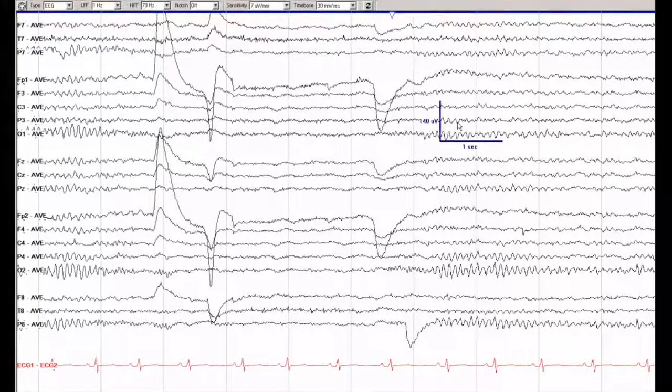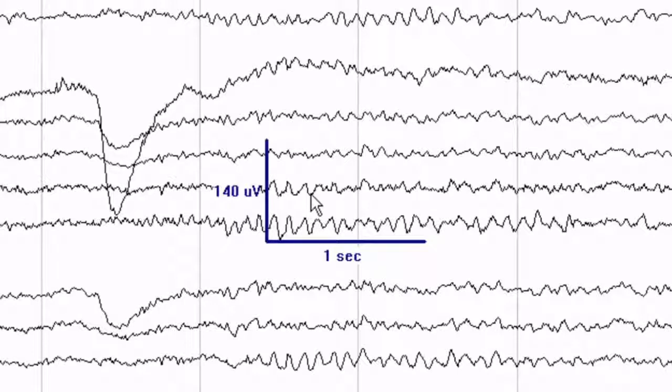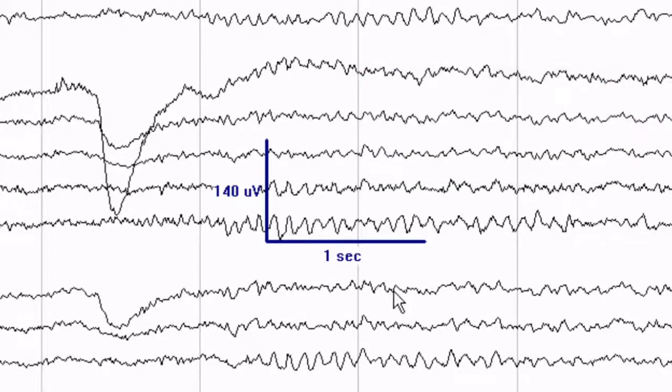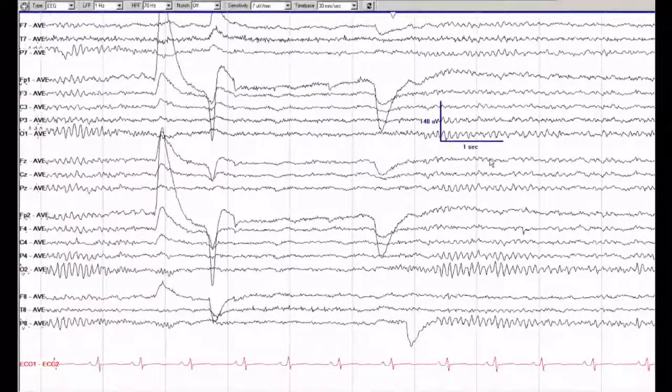To do this, we have to shift our scale legend to the left hemisphere and measure the amplitude of the alpha rhythm on the left. Here I have put the scale legend adjacent to O1. You can see that if we measure the amplitude from the lowest to highest point on the waveform, it takes up approximately one quarter of the scale legend. Therefore, the amplitude is approximately 30 to 40 microvolts. Going back, now we have a sense of symmetry.